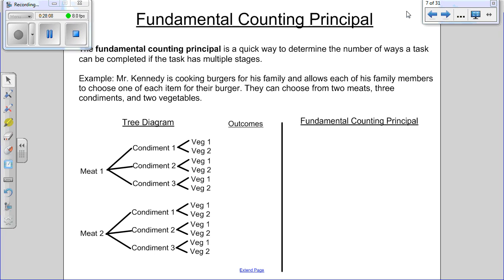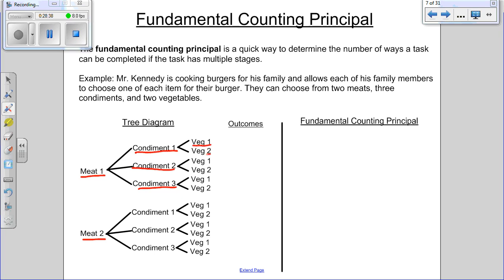The way we used to do this was a tree diagram. So if you look, you could say, well, at first you chose a meat. You chose meat 1 or meat 2. After you chose meat 1, you had 3 options. You could have done condiment 1, condiment 2, or condiment 3. After you chose a condiment, you had 2 options for a vegetable for each one of those. And we said that if you followed the branch, that would be an outcome for every single one.